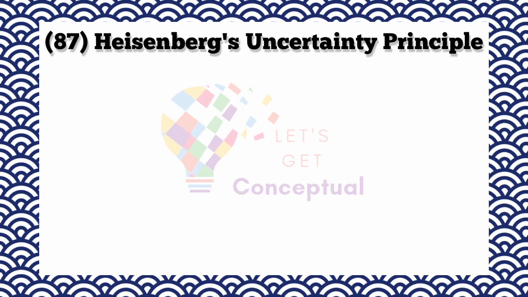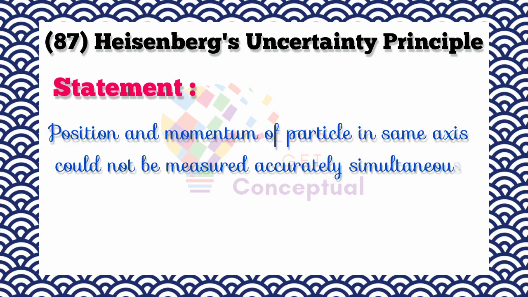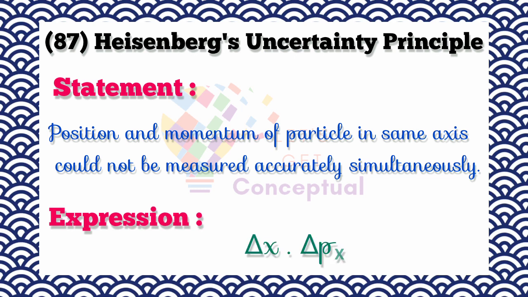Number 87. Heisenberg's uncertainty principle. Statement: position and momentum of a particle in the same axis cannot be measured accurately simultaneously. Expression: del x dot del px is greater than or equal to h over 4 pi.